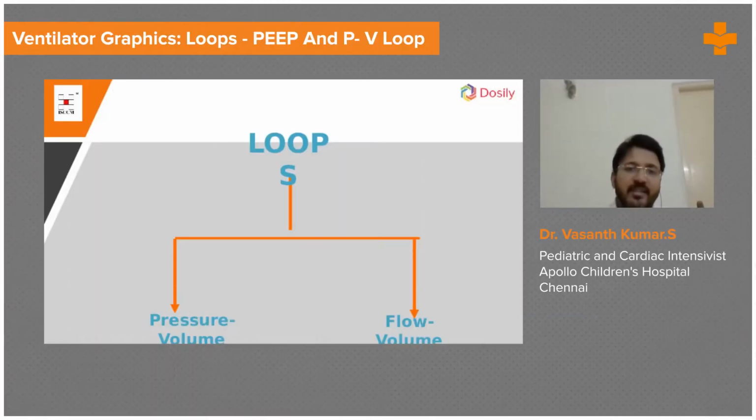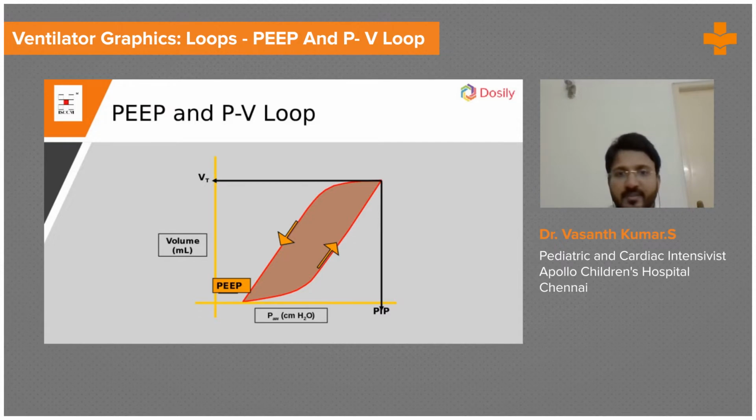So loops means we are comparing two scalar parameters with one another. It is either a pressure volume loop or a flow volume loop. First is the pressure volume loop, which is again an important loop to understand. The x-axis has the pressure and the y-axis has volume. Here you just keep increasing the pressure to see how much volume is generated.